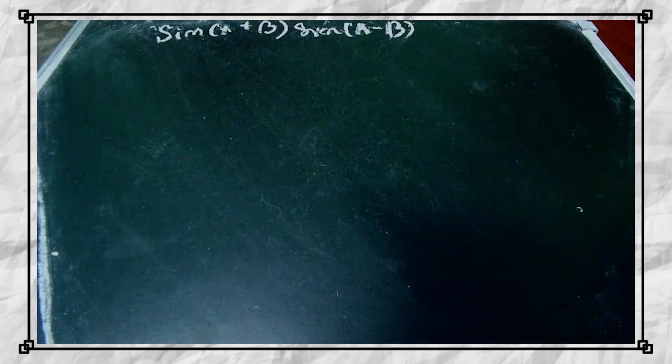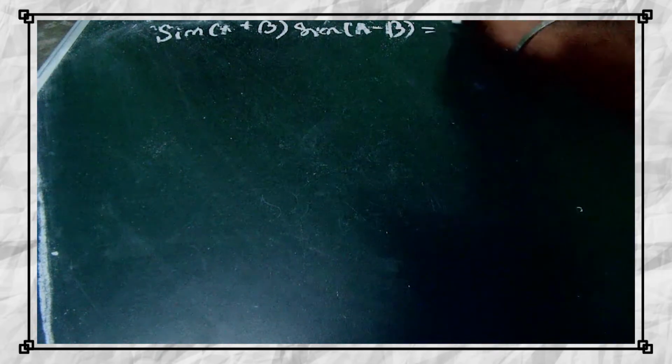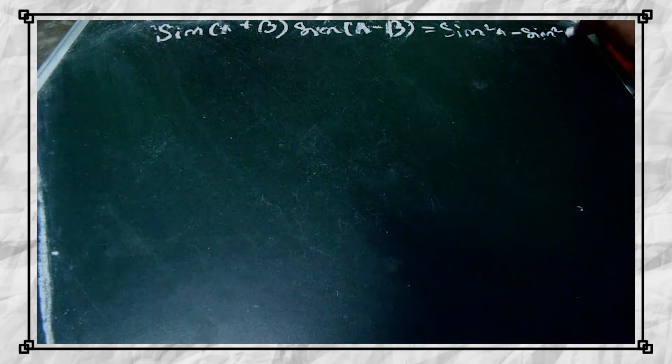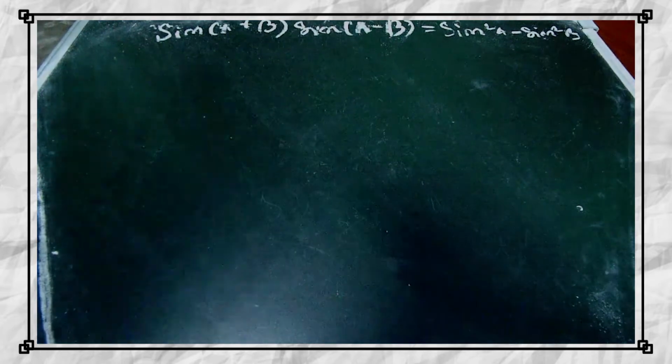Now let's see what will be the value of sin of a plus b into sin of a minus b. So the value of sin of a plus b into sin of a minus b is sine square A minus sine square B. Now how is this formula derived? So let's see. Sine of A plus B into sine of A minus B.